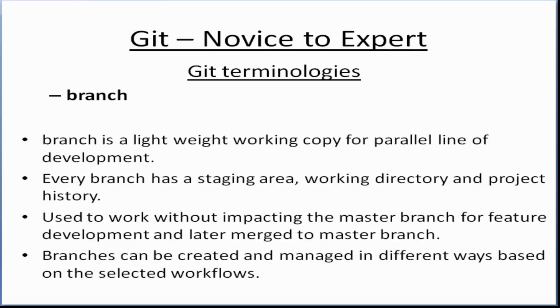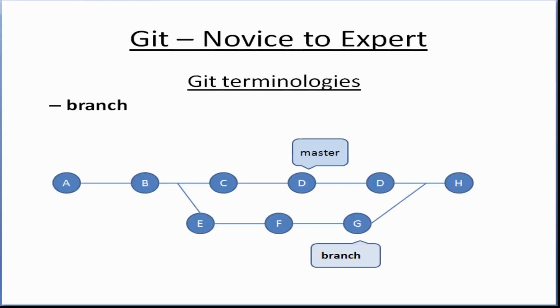Normally, branches are created to work in isolation without impacting the master branch for feature development, and later the changes from the working branch are merged back to the master branch once the feature is complete. This block diagram here shows the logical view of the branch creation and merging back to the master branch.